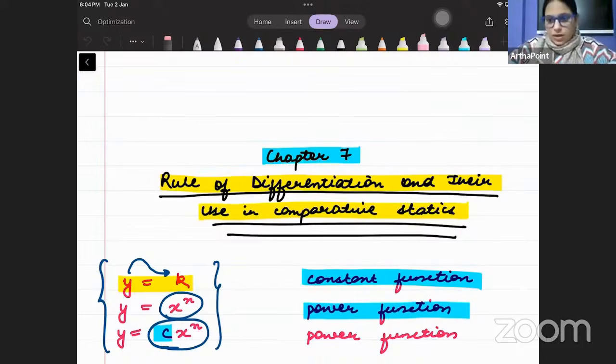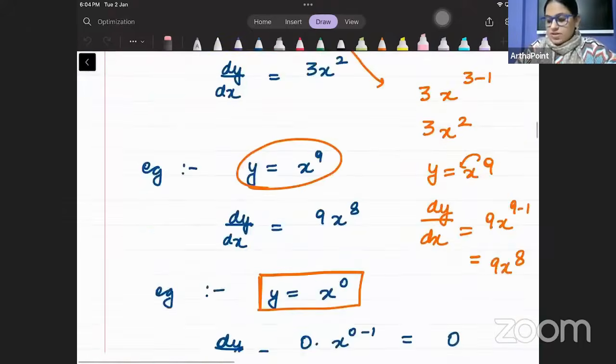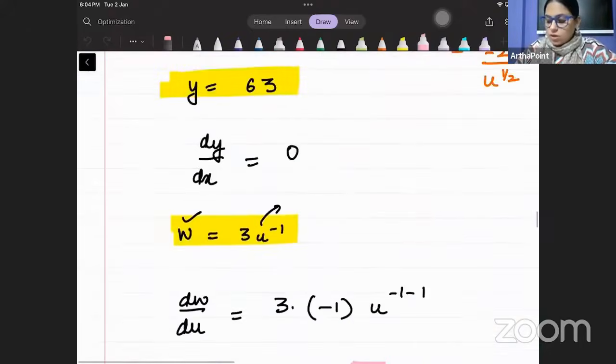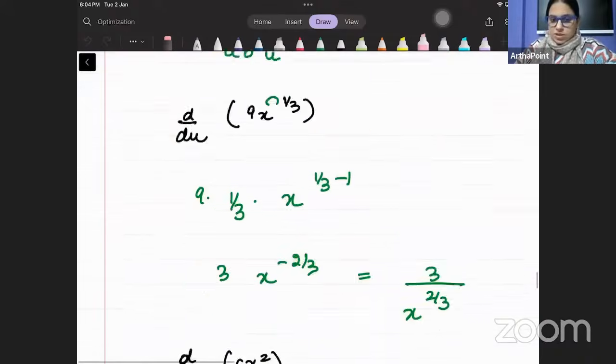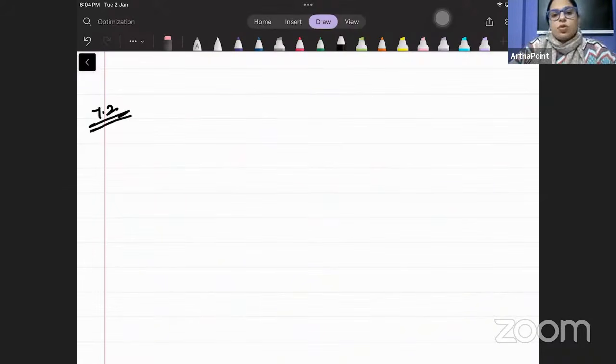Hello, good evening, everyone. Beta, in the last class that I had taken on optimization, we had started with chapter 7. And I have done the first part of chapter 7 where we talked about the rules of differentiation. So now I'm going to begin with 7.2 now, and we are going to talk something more about the rules of differentiation.